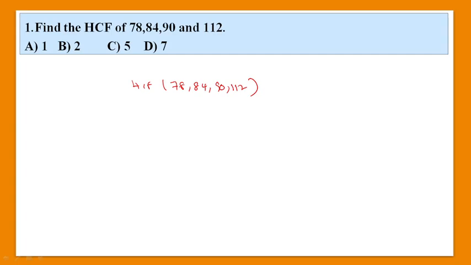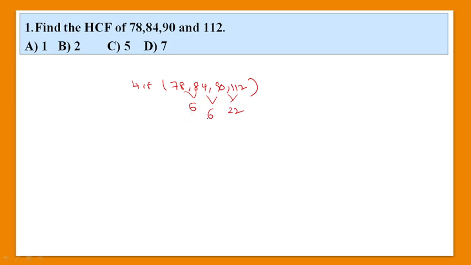So the easiest way to find the HCF is to find the difference between the numbers. What is the difference between 78 and 84? The difference between 78 and 84 will be 6 here. And what is the difference between 84 and 90? Here also the difference between 84 and 90 will be 6 only. And what is the difference between 90 and 112? That will be equal to 22 here.